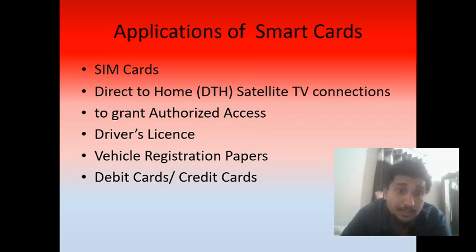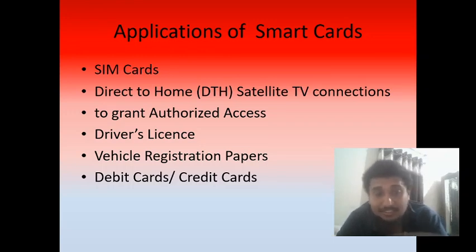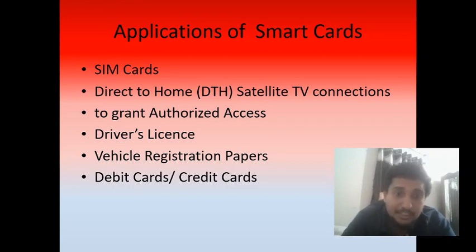I hope this has happened to you. A few months back, your bank told you to go to the bank and exchange your cards, or they sent you new cards, because old magnetic stripe based cards are not working in the country anymore. Because of security reasons, those cards have been replaced by smart cards such as debit cards and credit cards. I hope you have understood the class.